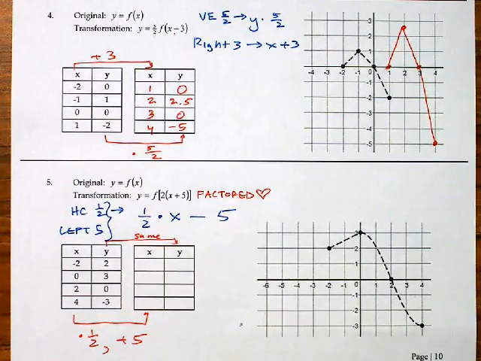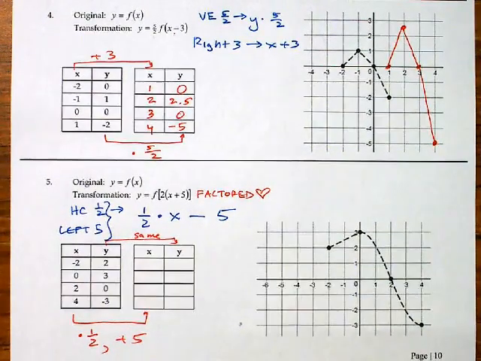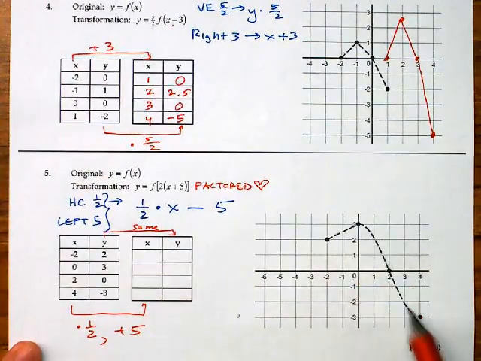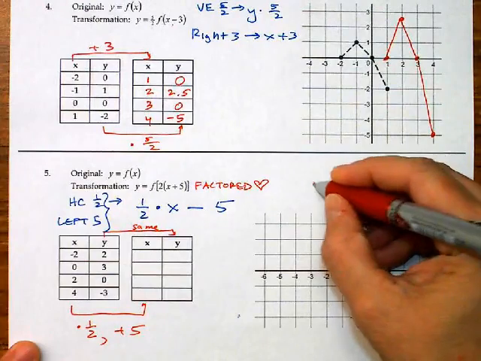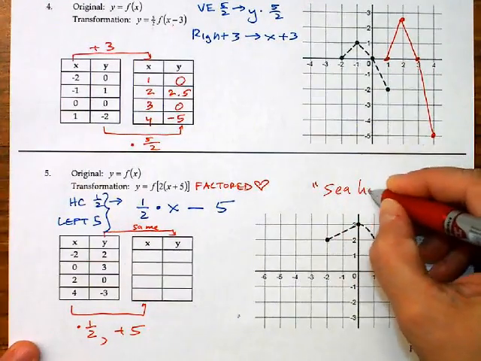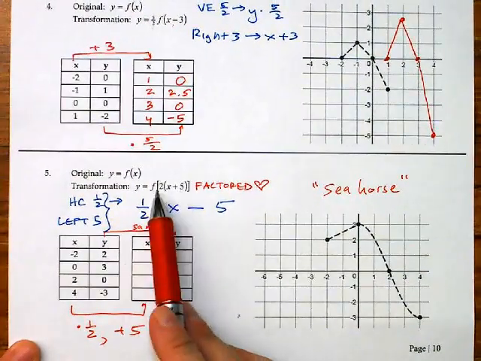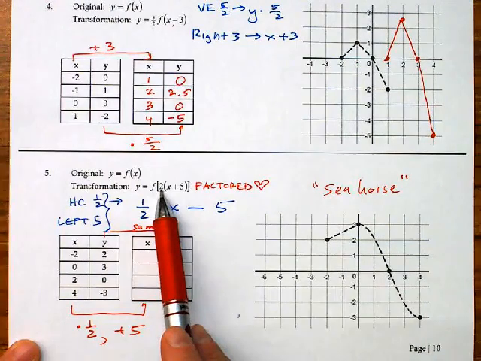Okay, our final one here, number 5. Here's our original f of x. Looks like a little seahorse. I'm going to name it Seahorse. And our transformation, there's 2 things we've got to do. We do notice they are factored away from each other. That's ideal. That's why I put the heart there.